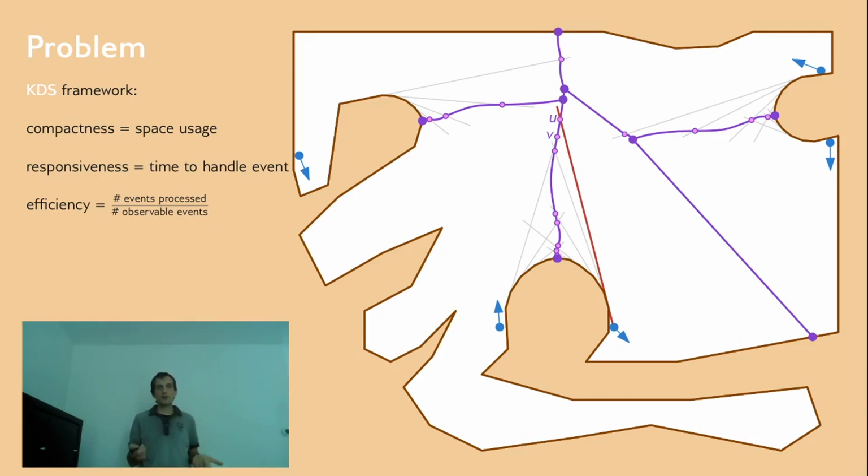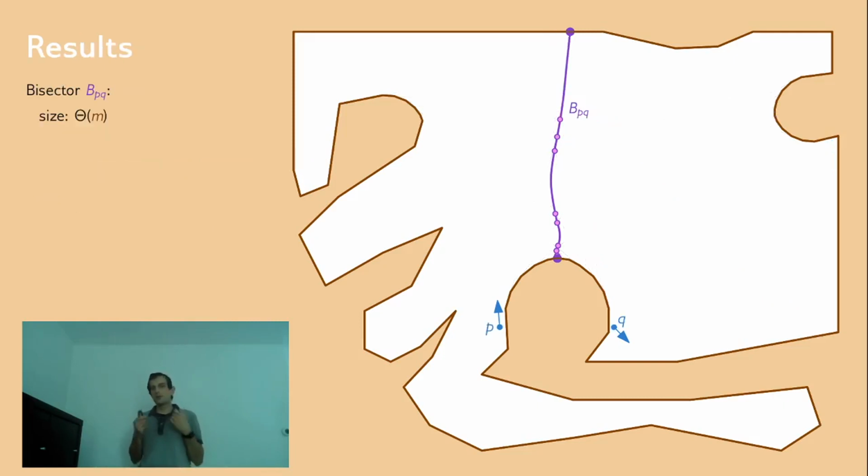Okay, so what are our results? Let's start easy, with only 2 sites, P and Q, that move linearly. We care about maintaining their Voronoi diagram, which is just a single bisector of P and Q. It's known that this bisector can have linear size. This is the story with very many degree 2 vertices. What we show is that this bisector can change at most a cubic number of times in the complexity of the polygon, even if P and Q change linearly.